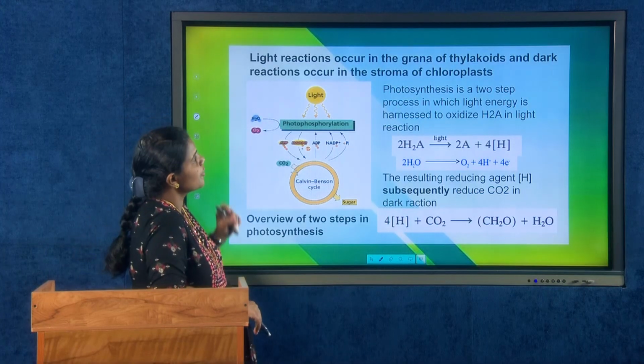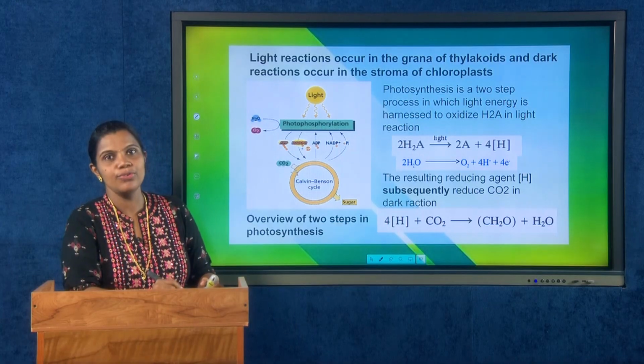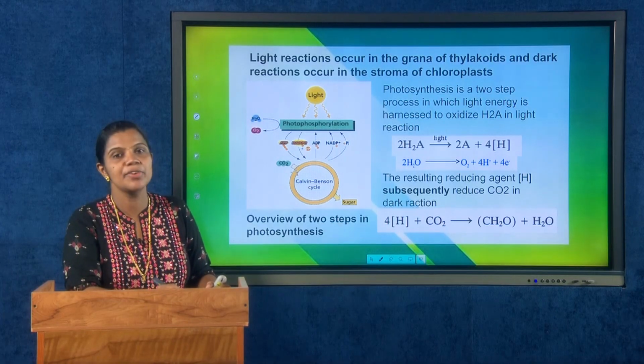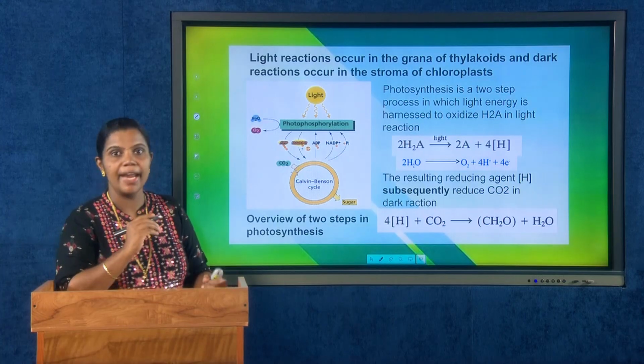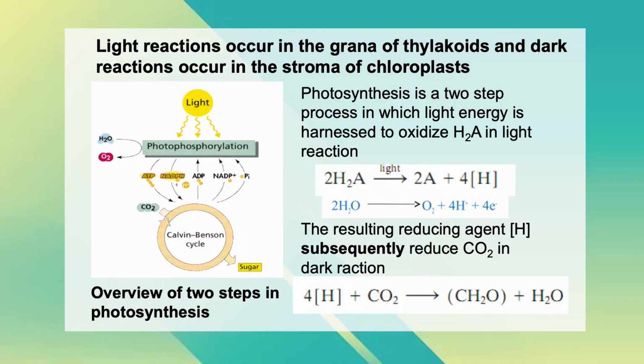Now, let us see light reactions in quite detail. First, the location of light reaction. Where do light reactions occur? They occur in the grana of thylakoids. Hope you remember the structure or the site of photosynthesis. They occur at the grana of thylakoids.